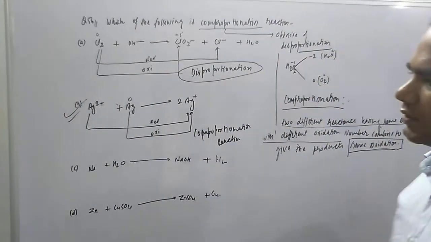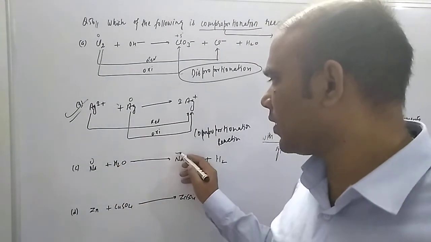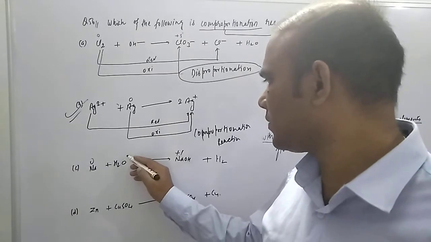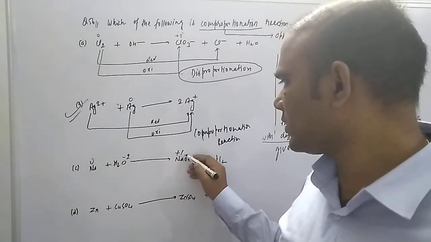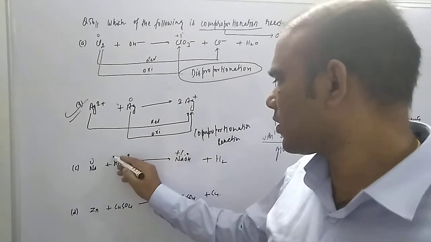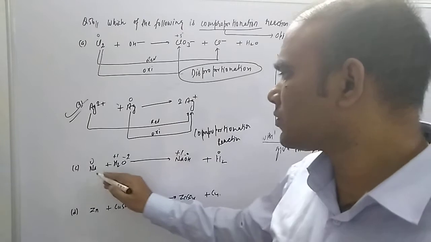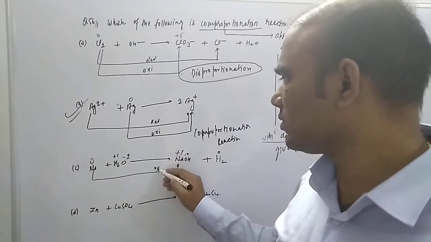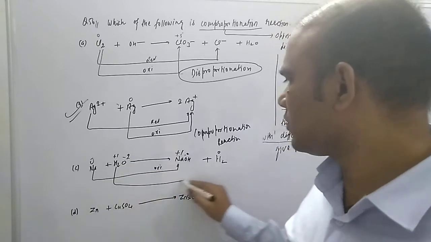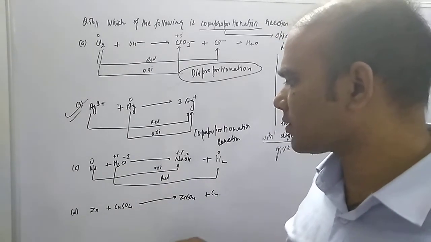If you want to check option C, here is 0, here is +1. If you are talking about oxygen, this is also -2, and hydrogen is +1 here and 0 here. So 0 to +1 is oxidation, and +1 to 0 is reduction. So this is a normal redox reaction.